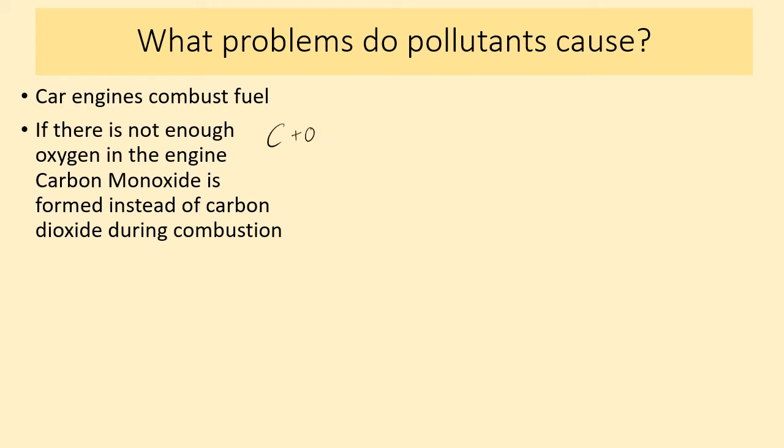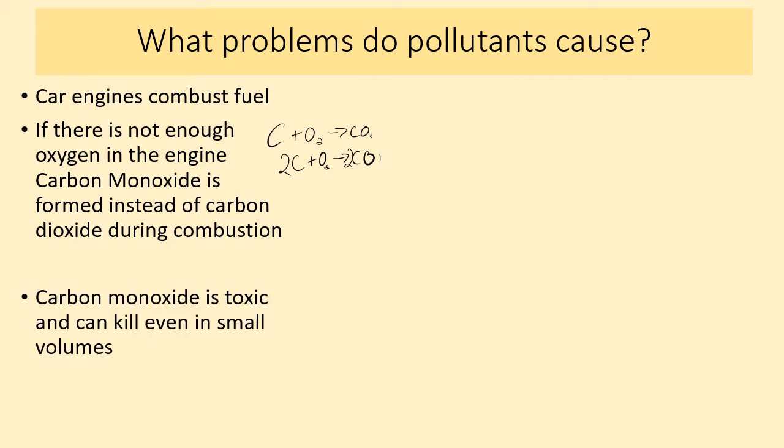carbon plus oxygen will ideally make carbon dioxide. If we don't have enough oxygen for all of the carbon, we will get it forming carbon monoxide instead. And obviously we can balance that. If we have twice as much carbon as oxygen, we'll end up with just carbon monoxide forming. Now, carbon monoxide is toxic and can kill even in small volumes.